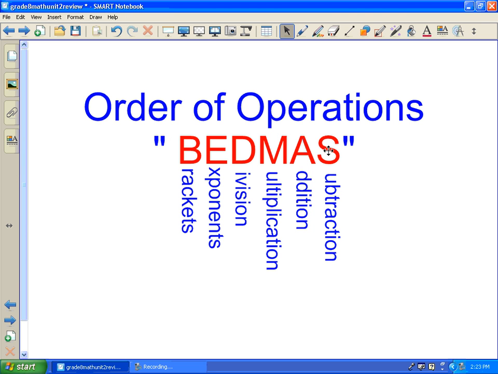Order of operations. One way to remember which order to do some of the problems, whether you do addition, subtraction, or multiplication first, makes a big difference. One way to remember it is to remember the word BEDMAS. BEDMAS is an easy way to remember it because each letter stands for something else.